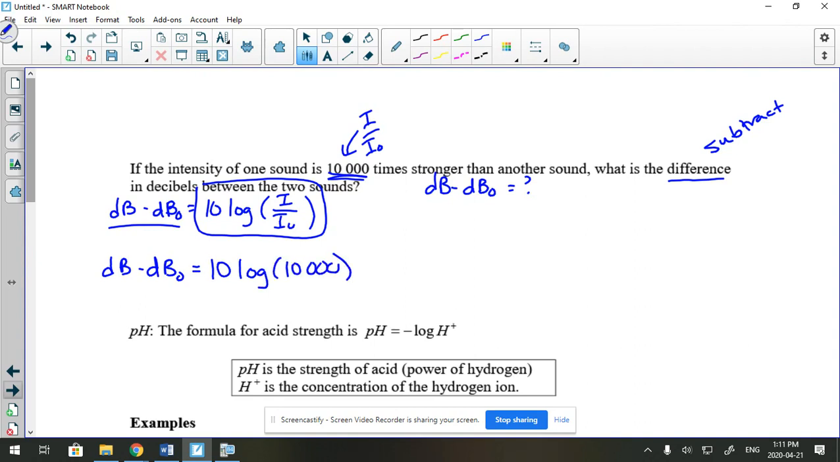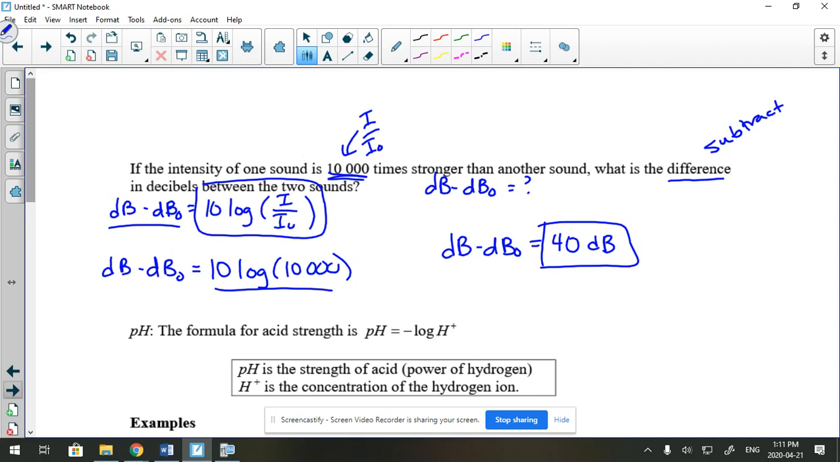So all you have to do is put this part into your calculator, and then we can see that the difference, or in other words, the subtraction between the two sounds is going to be 40 decibels. So I can tell that one sound is 40 decibels stronger than the other sound.